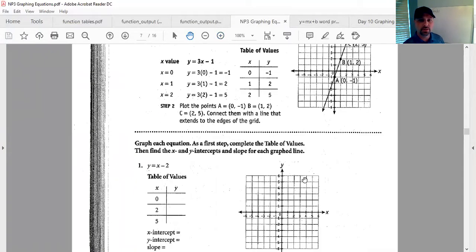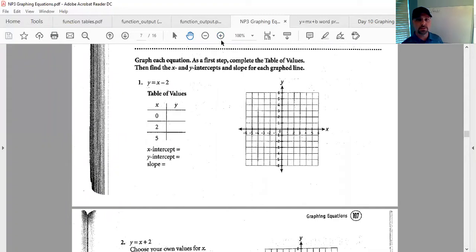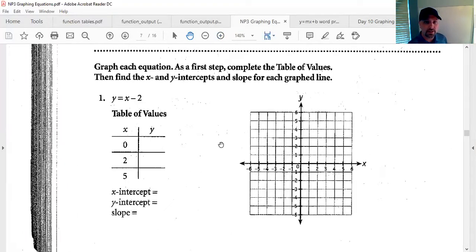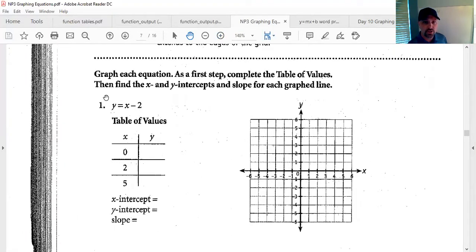So if we take a look at this first problem, it's on page 7 of 16. It says graph each equation. As a first step, complete the table of values, then find the x and the y intercepts and slope for each graphed line. And so we're going to talk about that a little bit, but let's first start with the equation, which is here.